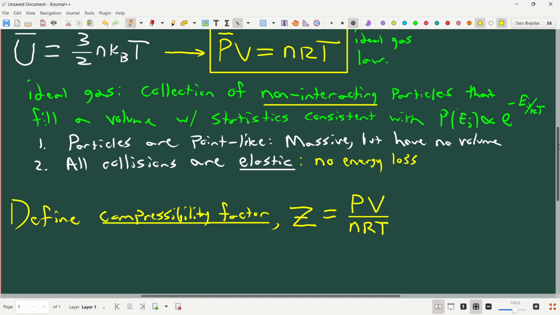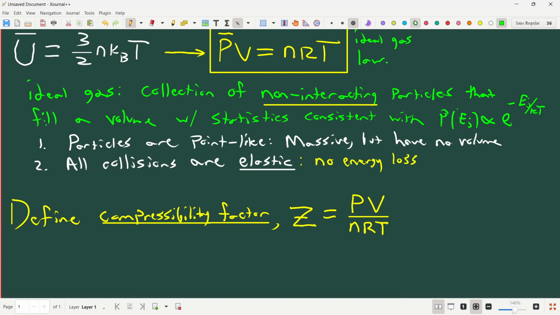All right, let me make a few comments about this. Right? So this should be exactly 1 for an ideal gas.